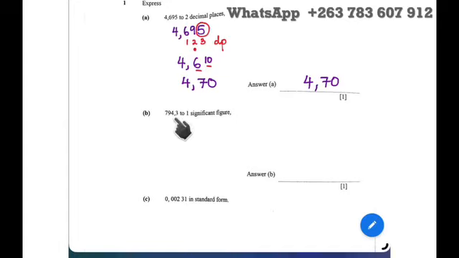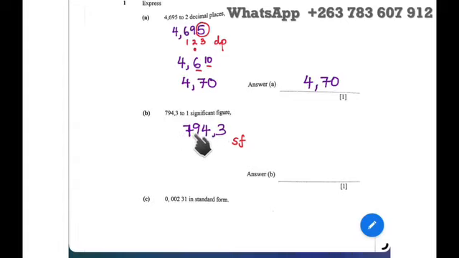On part B, 794.3 to 1 significant figure. We must understand significant figures. Significant figures do not consider commas, they consider numbers above 0. So in this case, 7 is above 0. So this becomes our first significant figure. So 7 becomes our significant figure.